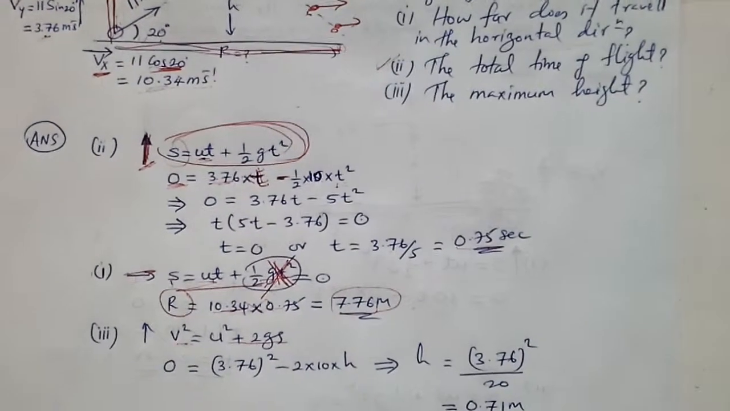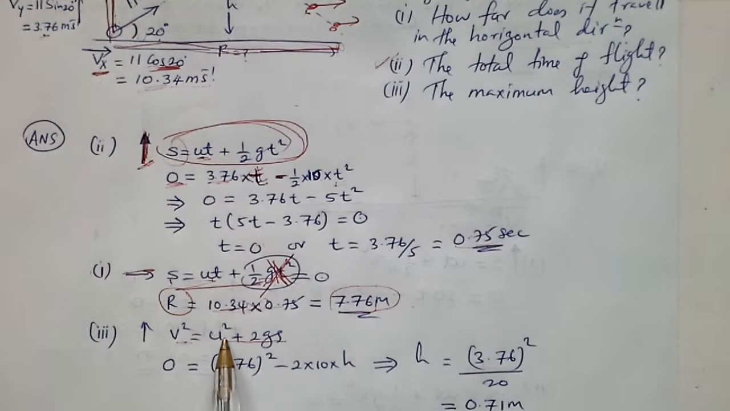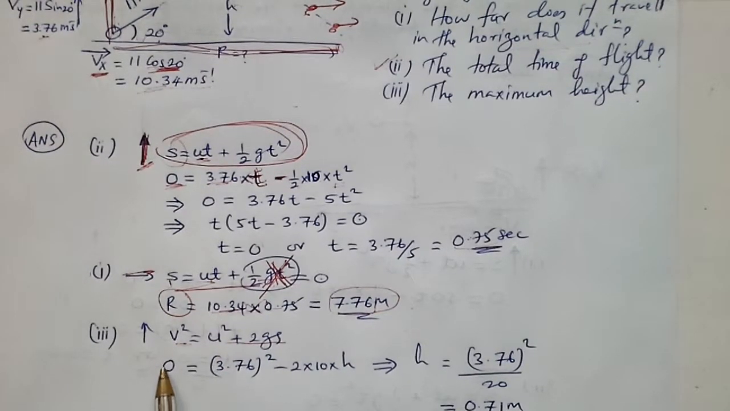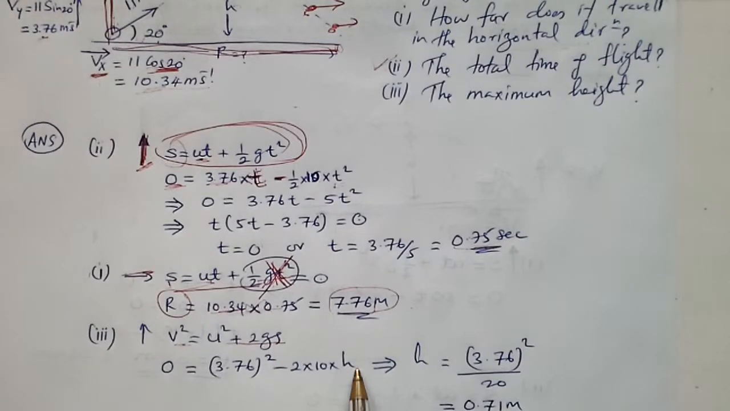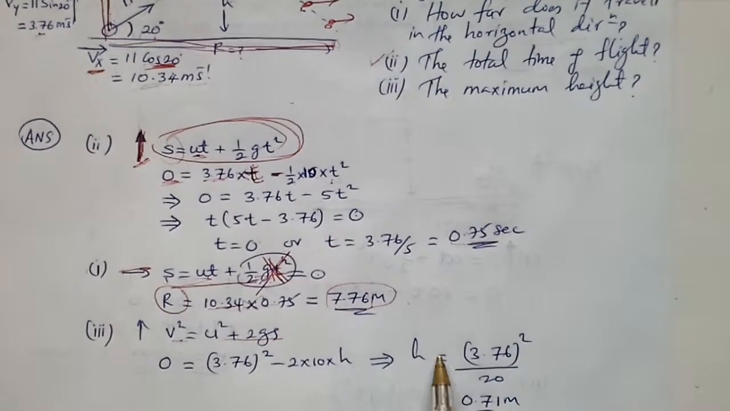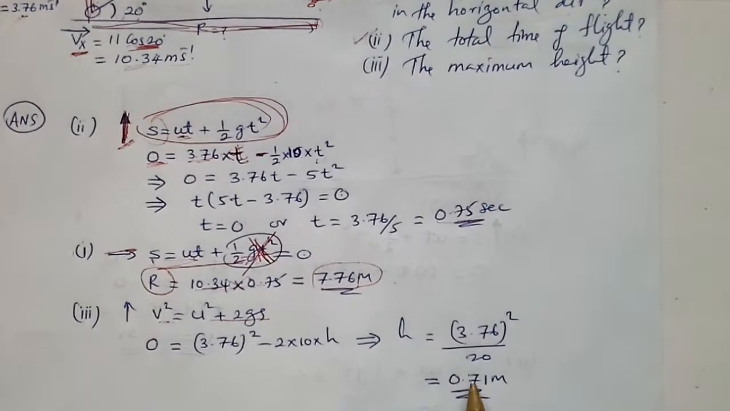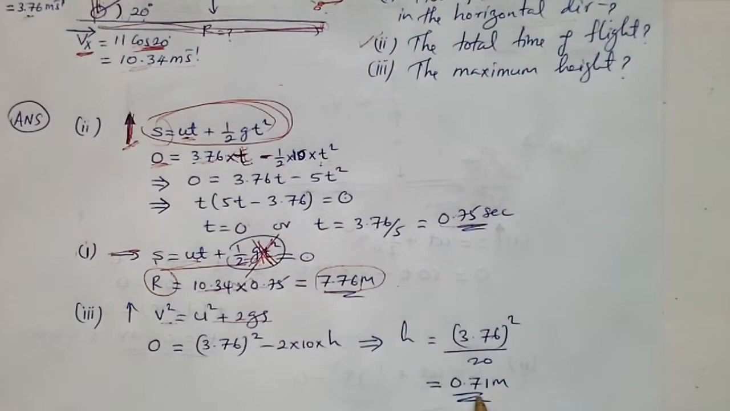So I'll use v squared equals u squared plus 2gs. The velocity at the top would be 0. u squared is 3.76 squared, minus, I put a minus sign because gravity is downward, 2 times 10 times h, the height. If you simplify this, you will get the maximum height reached by the object, which is 0.71 meters. I hope you got the idea. Thank you for watching.